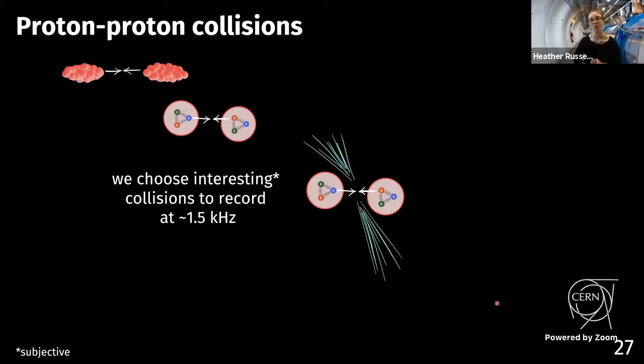Now, of these 30 million bunch crossings per second, we only end up choosing a really tiny fraction, just 1,500 to record for later study. And we do try to select the most interesting ones, though, of course, that is rather subjective what interesting is.